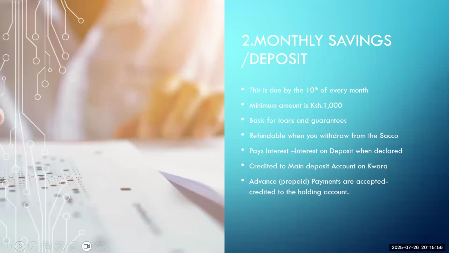These are refundable on withdrawal. The other benefit is that members get interest on deposits. That is when it's declared, and it's normally credited to your main deposit. So if you're wondering how much savings you have, you should log into Quora and check the main deposit account. Monthly savings can be paid in advance, that is prepayments, and they are credited to holding accounts. So for the prepaid amounts, members normally get them in the holding account.